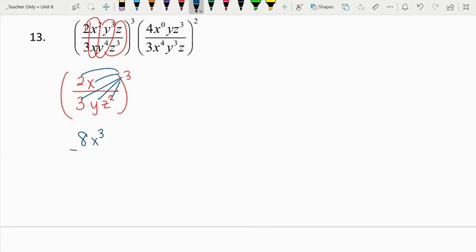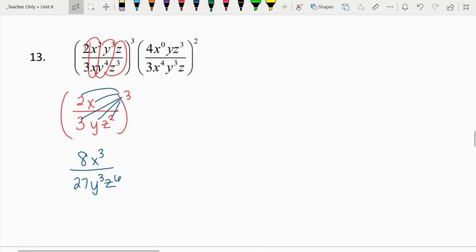Then we have x to the third. 3 to the third is 27. Y to the third. And z to the sixth. Now we're not done yet. We got to finish up this other side. X to the 0 is 1. The 4 and the 3 stay the same.